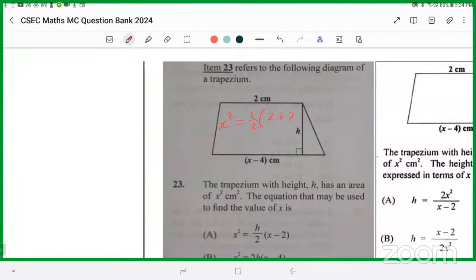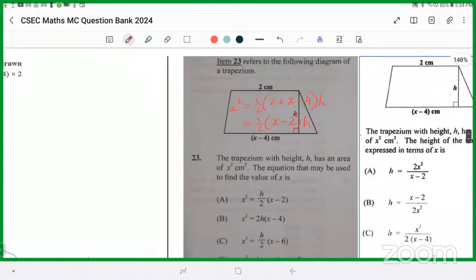2 plus x minus 4 times the distance between the parallel sides, which is h. That's what you're working out. And this 2 minus 4 becomes a negative 2. So it becomes half of x minus 2 times h. That's what it is.